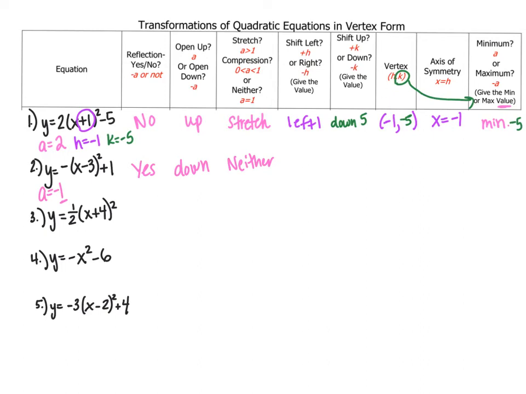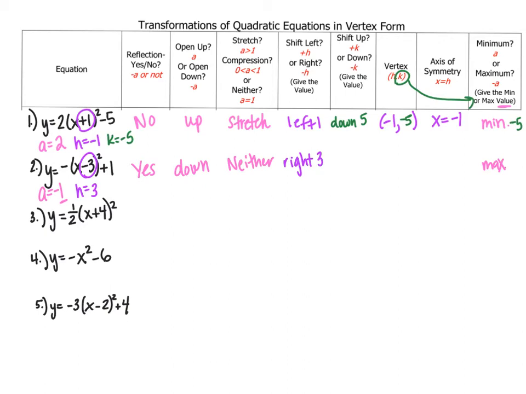Now, because it is negative, that's going to make us have a maximum for the function. Okay, so now that we're done with our A, let's go over to our H. H is a negative 3, so I'm going to change that, because a negative is really going to move to the right 3.